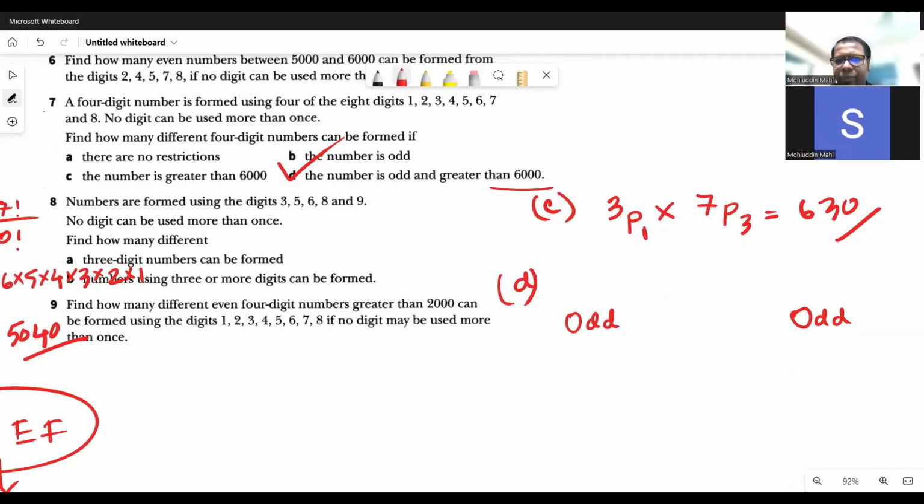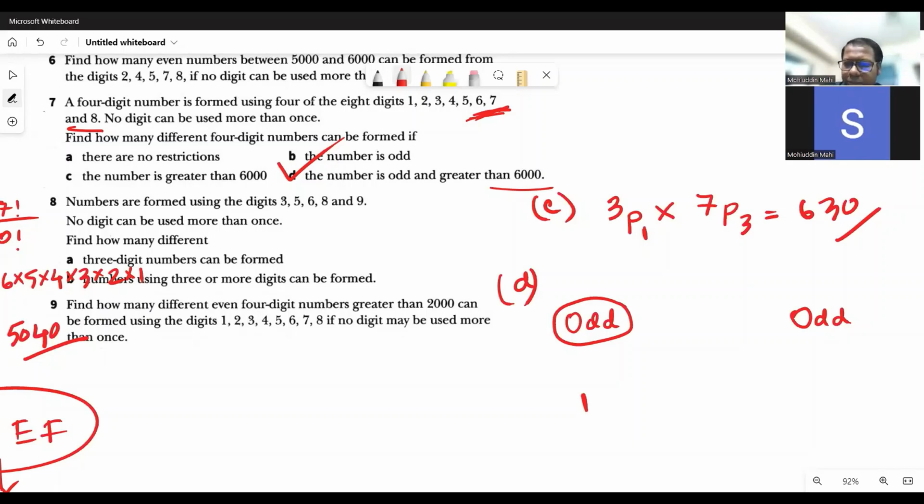So what we will do here is at first fix the first position. In the first position, we can only put 7. Why? Because the number has to be greater than 6,000. So for the first digit, if we want to put an odd number, that can only be 7, because within 6, 7, and 8, 7 is the only odd number. In how many ways can we do it? Only one way.